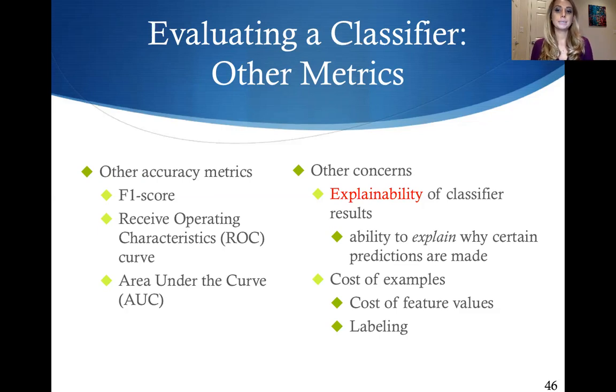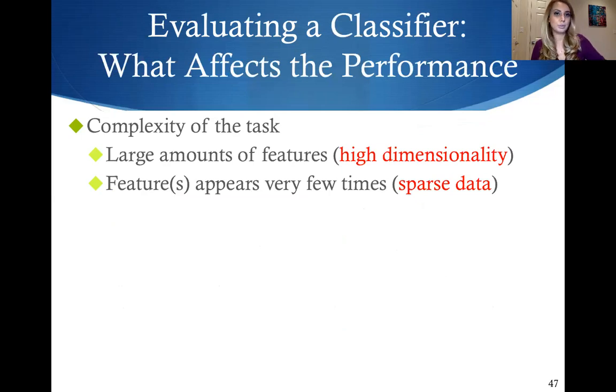Another important aspect is the cost of the examples. When we want to prepare our input, how much money, how much effort, how much human effort do we need to put into preparing and labeling the data, and then preparing the feature values. These are other important aspects to consider.